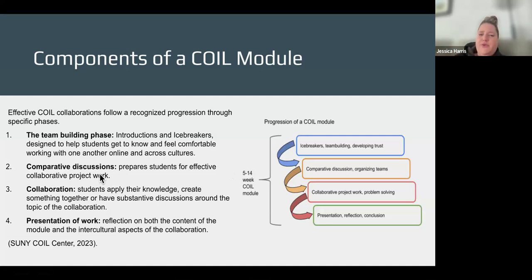This is where we want students to start having reflective practice, critical thinking, and problem solving, where they're being prepared for effective collaborative project work, but also diving deeper into global competency, cultural sensitivity, and awareness. Particularly for the course that I have done, it is also centered around health promotion, nutrition, and physical activity specifically.